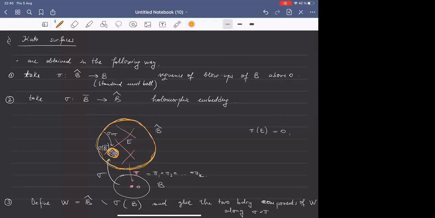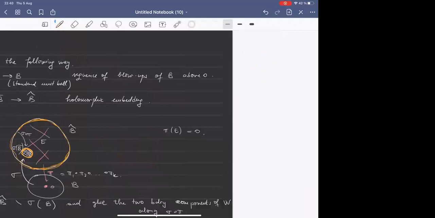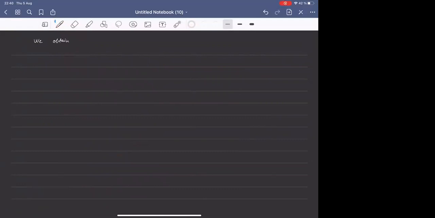Okay, what we obtain is called the Kato surface X pi sigma, associated to this Kato data, as it is called in holomorphic dynamics language. Because pi and sigma were the only foundations of the construction. So this is called the Kato data.